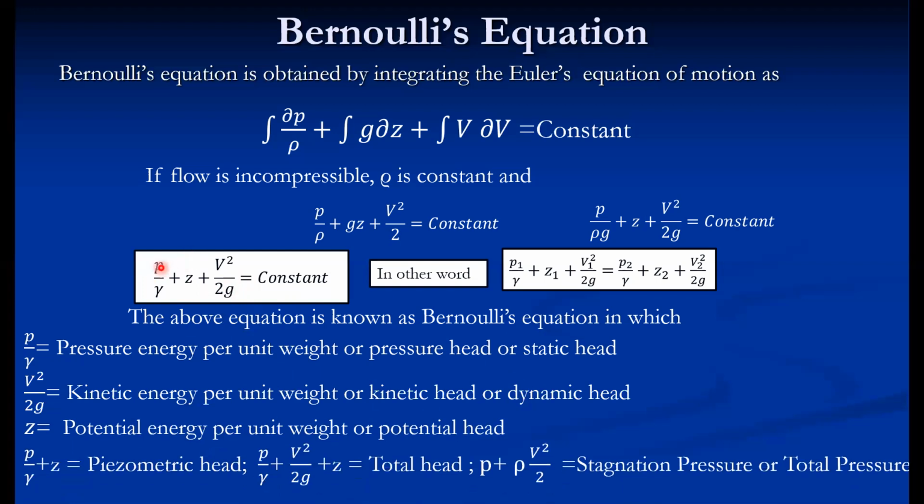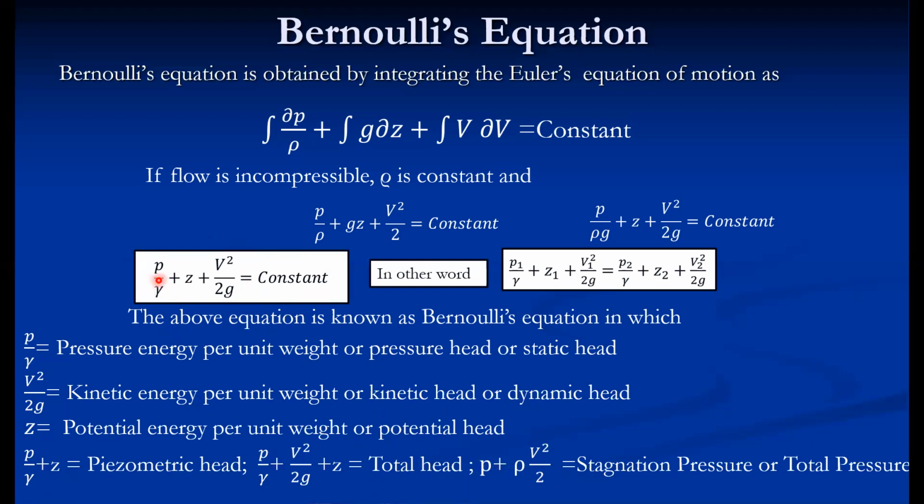Addition of P by gamma plus Z is also called the piezometric head. Generally for horizontal piping, piezometric head is equal to static head or pressure head. But for an inclined or vertical pipe, this piezometric head is present, that is static head plus the potential head. Then addition of all these three is called the total head, or we can say total energy per unit weight. This total energy remains constant.